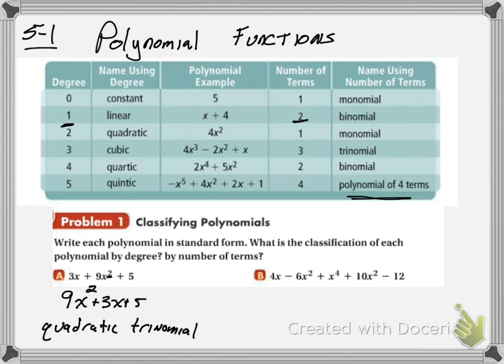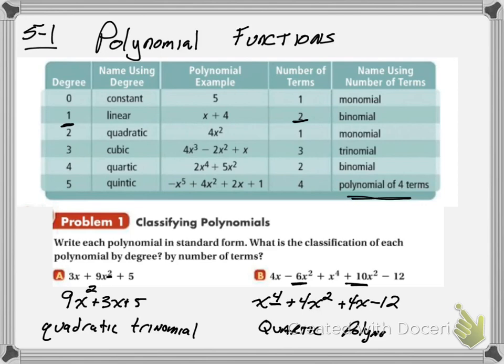Okay, again, standard form, biggest exponent, x to the 4th. They kind of throw some at you because it's negative 6x squared and 10x squared, but that's the next biggest exponent, so I'm just going to combine like terms, and you end up with plus 4x squared plus 4x minus 12. What do I have? Well, we have a 4th degree term, that's a quartic, and it's got more than 3 terms, so it's a polynomial.